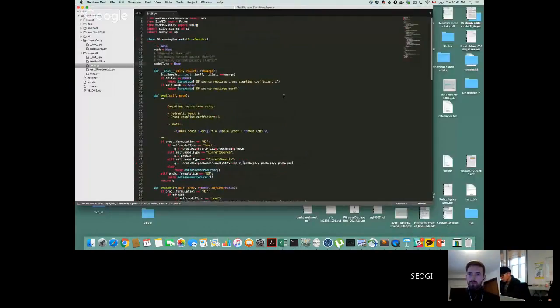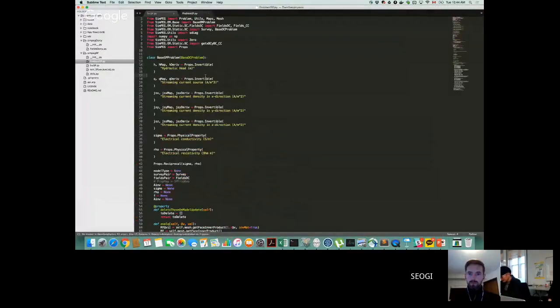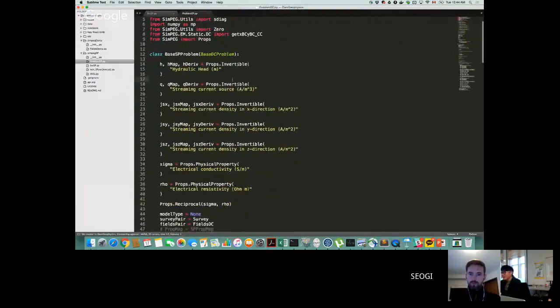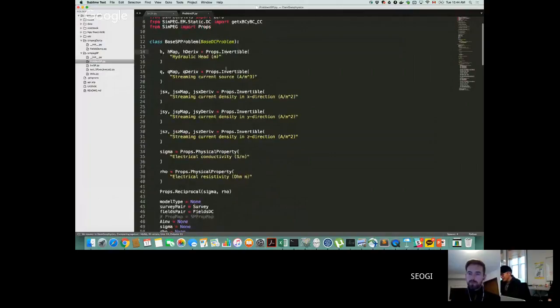Probably a little more interesting is how I implemented it. Where are you working right now? Oh, this is not in the main branch. It's your personal branch? Yeah, personal branch. I did it in SimPEG SP and SimPEG RC, but I didn't test it seriously.